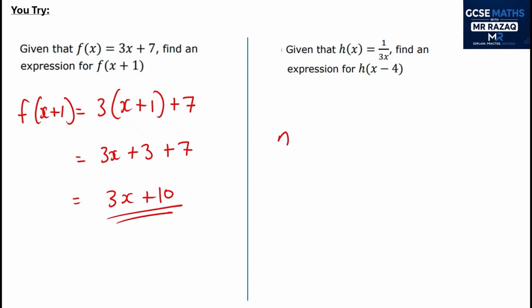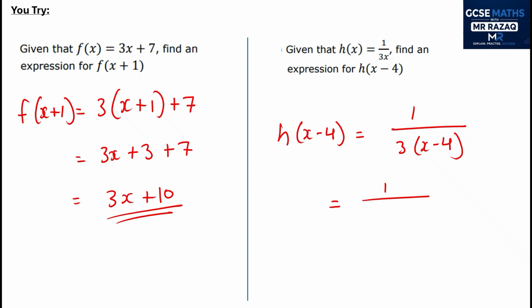This is going to be h of x minus 4. So where I see x, I'm going to replace it with x minus 4. And now I'm going to expand this bracket. So this is going to be 3x minus 12.